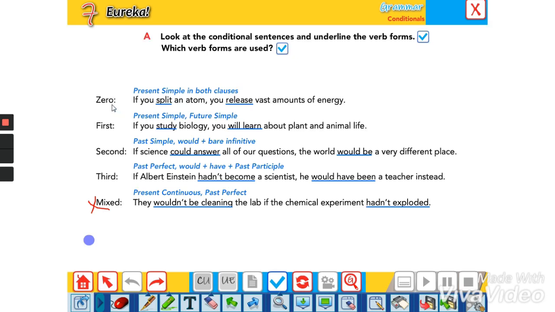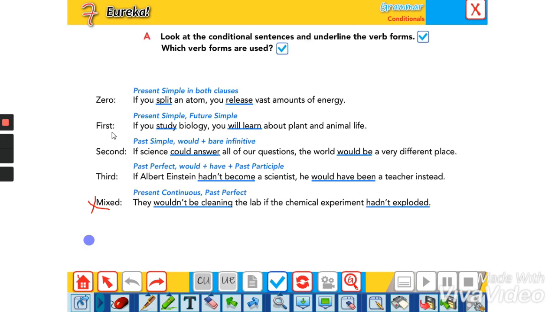In here, the first one, which is the zero conditional: if you split an atom, you release a vast amount of energy. So split is the present simple verb, and here you have release, a present simple verb. So we use a present simple in both parts because it's zero conditional.